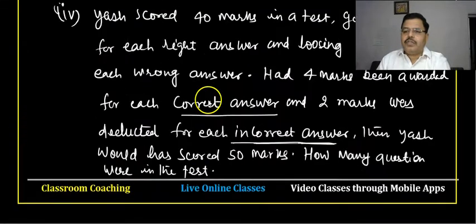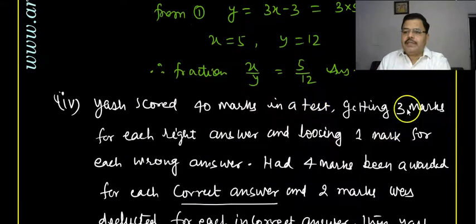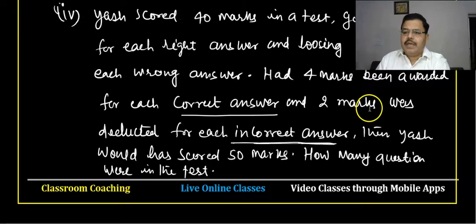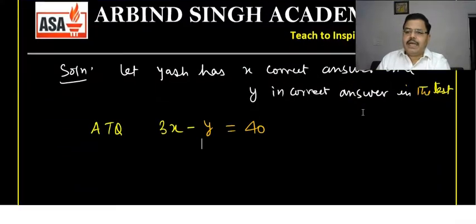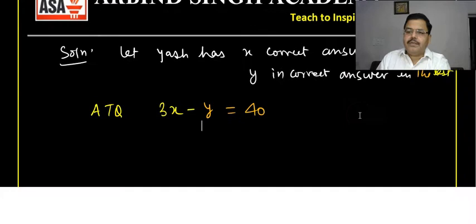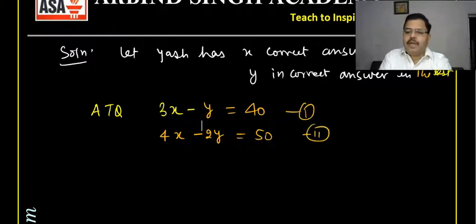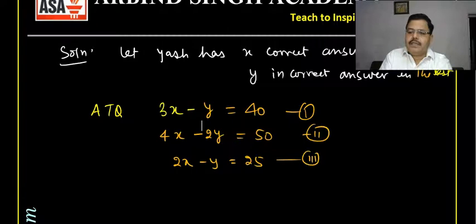This is what is given in the question, that for each correct answer 3 marks and for each incorrect answer minus 1 mark. Losing means negative marking, so minus 1, that is y. And again, it is given that if he has for each correct answer 4 marks, then 4x, and for each incorrect minus 2, in that case he will get 50 marks. So I can divide this by 2, so that would be 2x minus y is equal to 25, isn't it? Say this is equation 3.